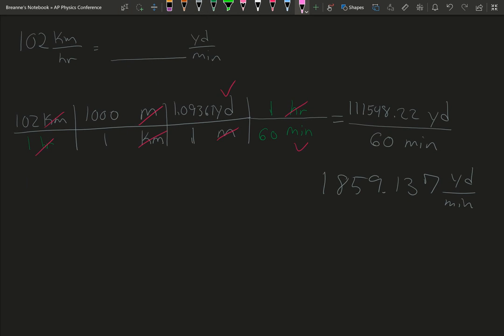That is right, that's your standard form, but we need to move it 1, 2, 3 times. Going from a bigger number to a smaller number, so that's a plus. So our answer ends up being 1.86, because that rounds up, e to the 3 yards per minute.